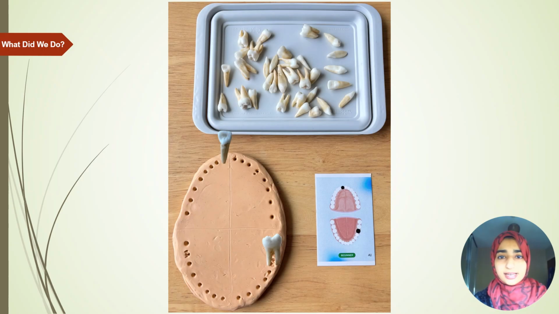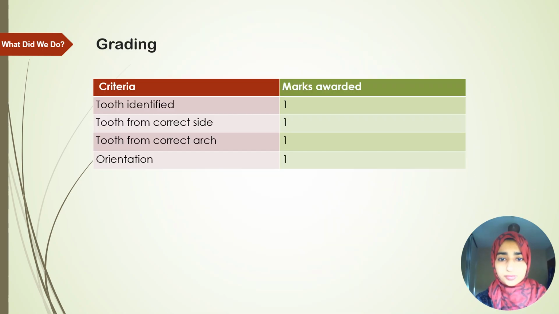At the end of each attempt, time taken to completion is noted and the attempt is graded by a facilitator. 1 point is awarded for each of the following. So the selection of a correct tooth, insertion on the correct dental arch, insertion on the correct side, and finally insertion in the correct orientation. So a total of 4 marks are awarded per tooth.